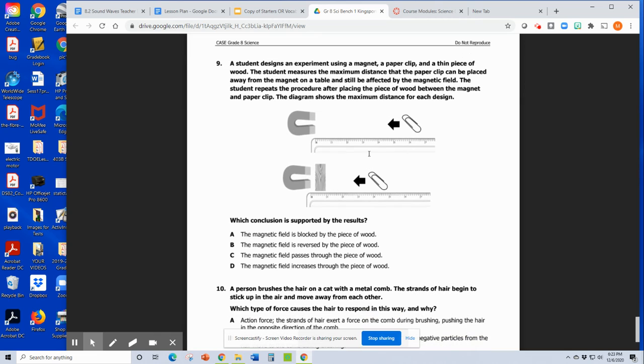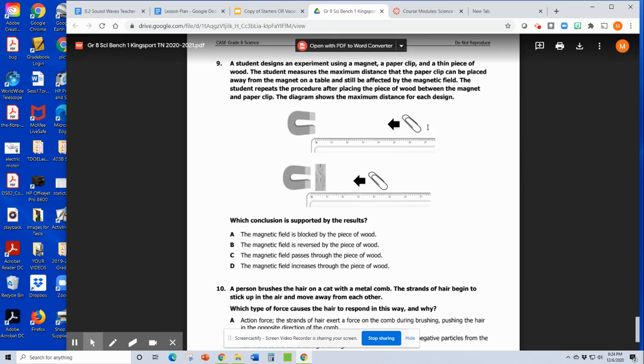All right, for number 9, a student designs an experiment using a magnet, a paper clip, and a thin piece of wood. The student measures the maximum distance that the paper clip can be placed away from the magnet on a table and still be affected by the magnetic field. The student repeats the procedure after placing the piece of wood between the magnet and paper clip, and the diagram shows the maximum distance for each design.